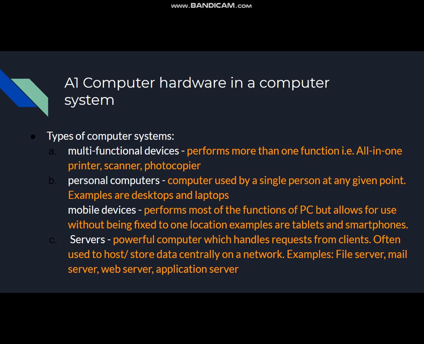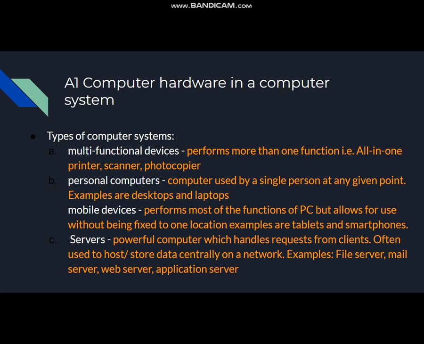So moving on to a personal computer. Now a personal computer is a computer that's used by a single person at any given point. An example would be a desktop computer, which is often used on a desk, which is why it's known as a desktop, or a laptop. Okay, so that's what personal computers are. What about a mobile device? Well, a mobile device is, as we already established, a mobile phone or tablet. And again, the good thing is they are portable, and they allow us to store a certain amount of data on there, as well as having applications that we can run.